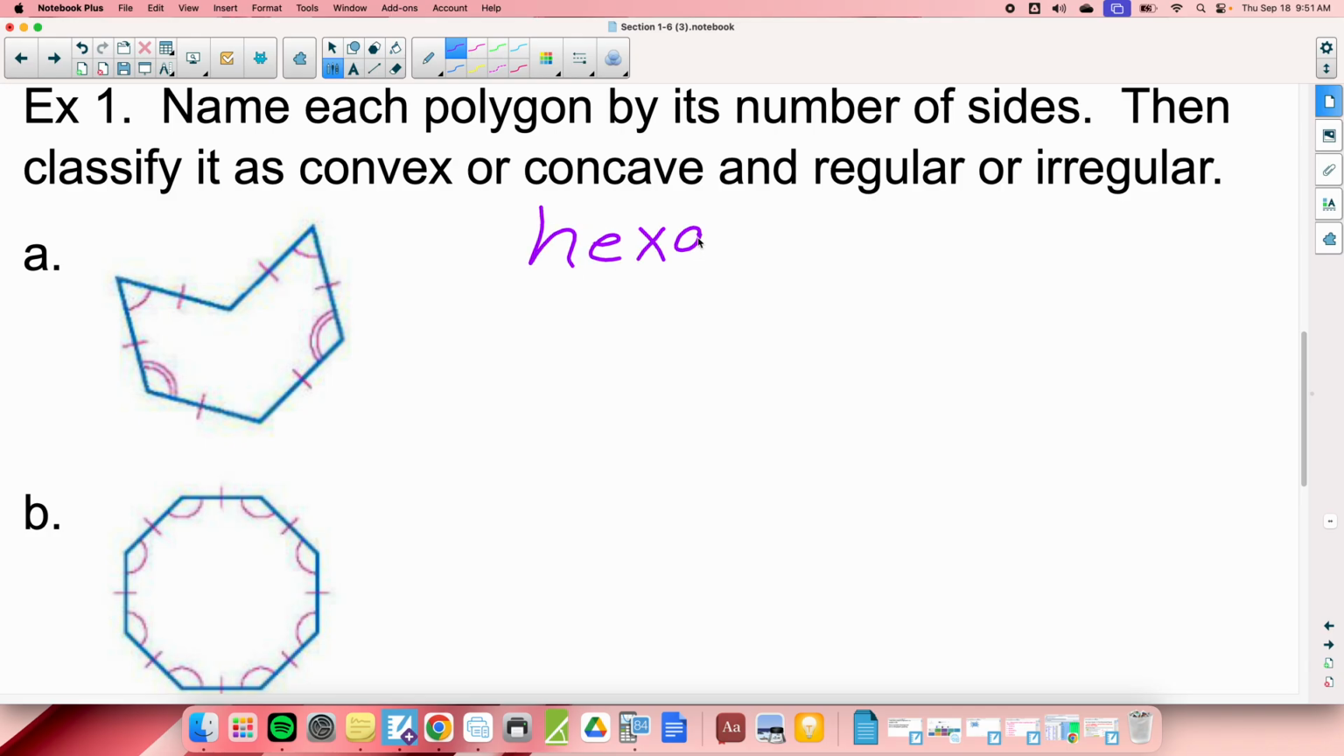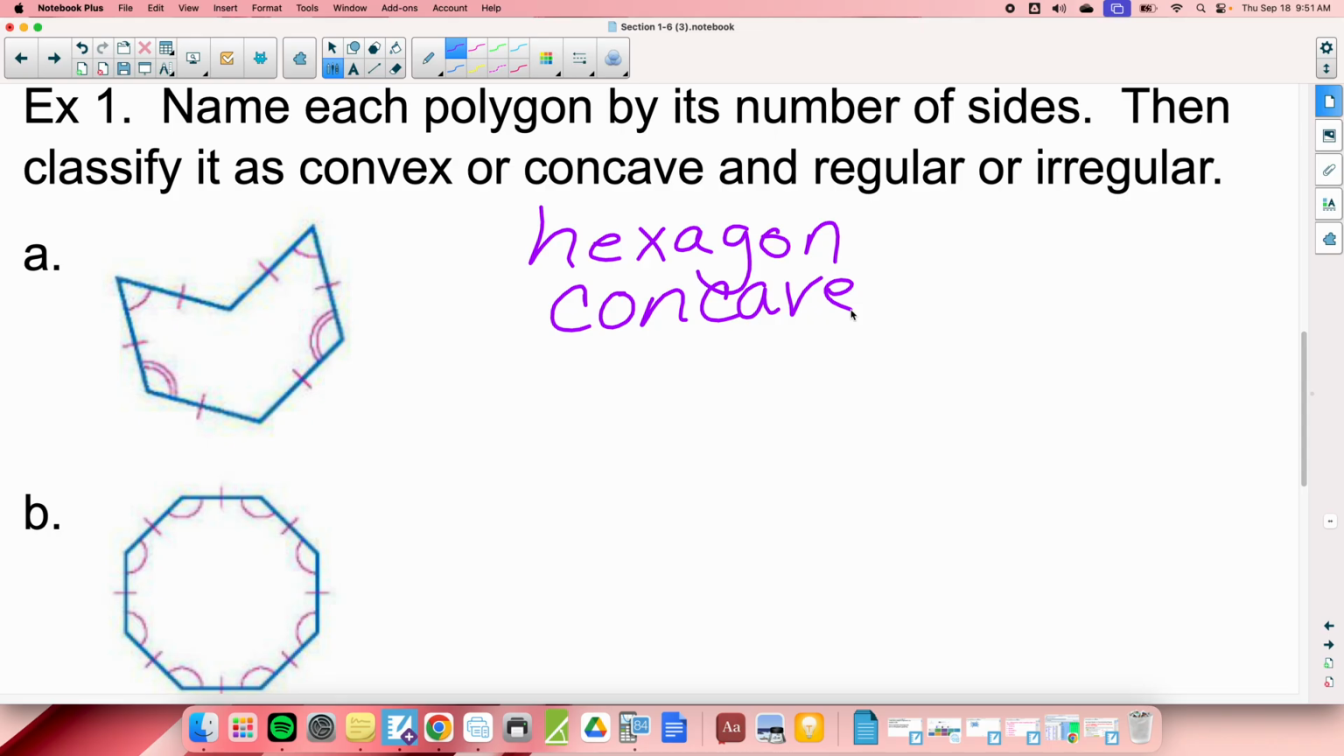The second thing that we have to say is, is it convex or concave? I always think about, does it cave in? Doesn't this one kind of cave into the middle? So that means it's concave.